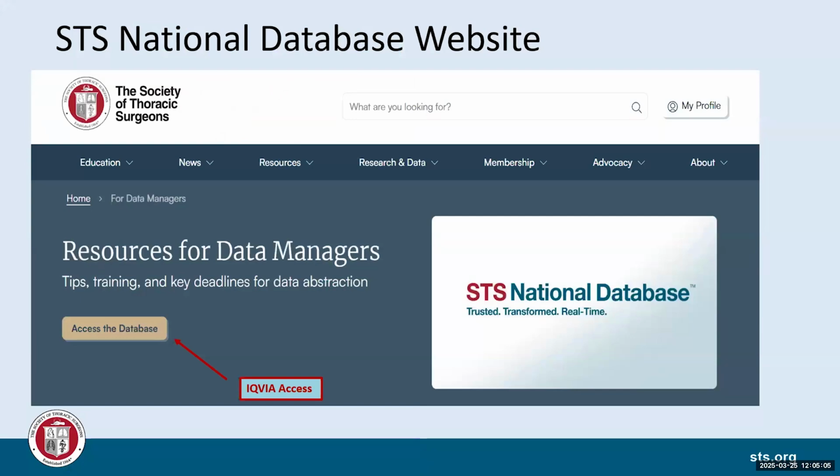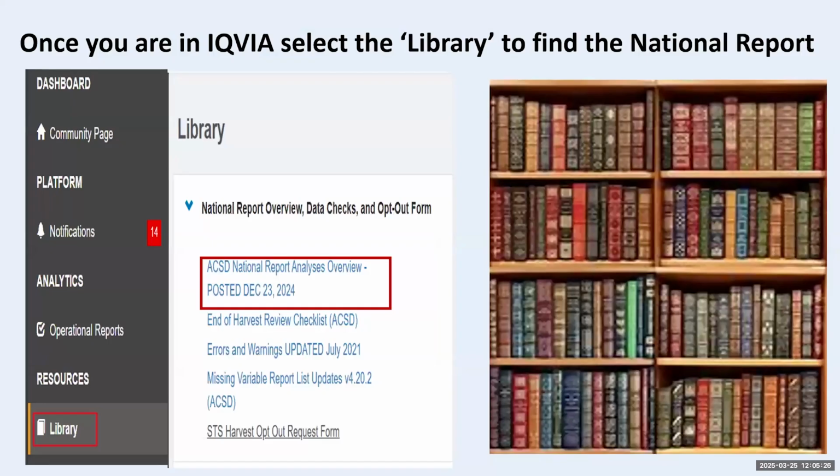Okay, so again, I think the first thing to know is how to get to the national report, because I get a lot of questions about that. The national report overview is in the IQVIA library. So you have to access the database and get into the IQVIA library, and when you get into the library, you can see that the national report is posted here, and it was just updated in December of this past year.